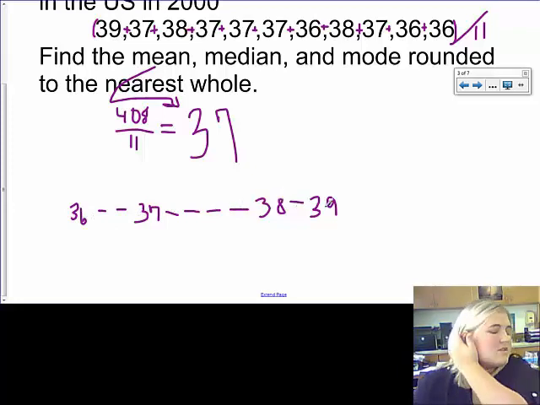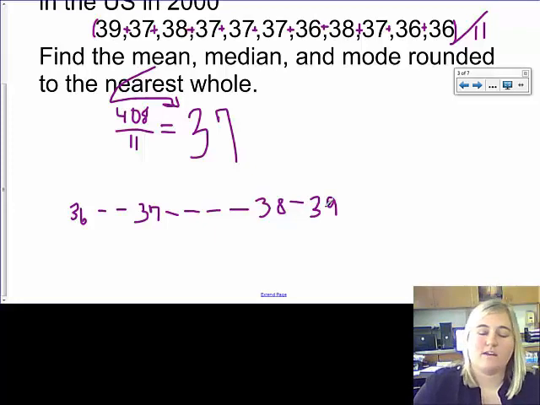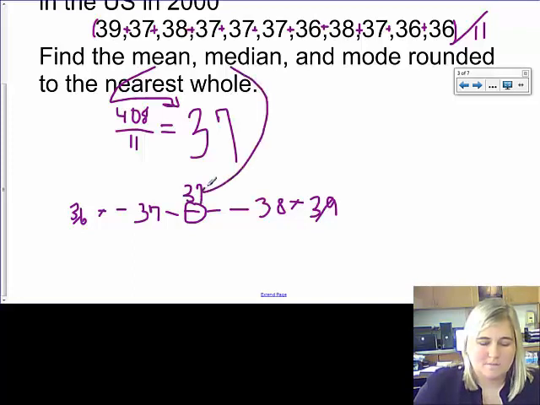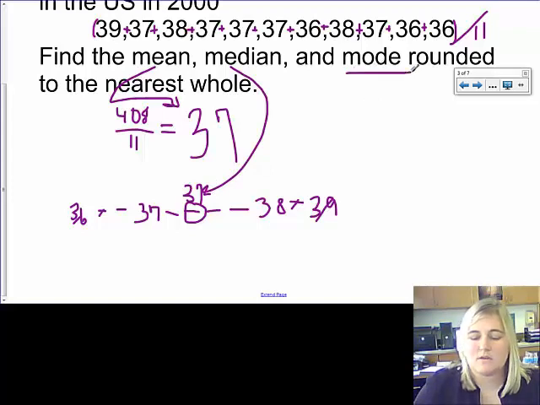I have 3, 4, 5, 6, 7, 8, 9, 10, 11. So that's good. And now I want to find the middle number because that will give me my median. So if I take 1 off the front and 1 off the back until I get to the middle, I can do it that way, or I can know that the middle number is going to be the 6th number, 1, 2, 3, 4, 5, 6, which represents 37. Okay, so our median is 37.